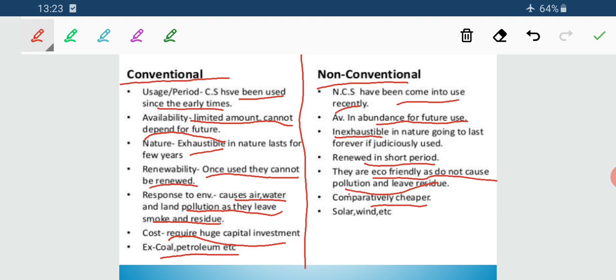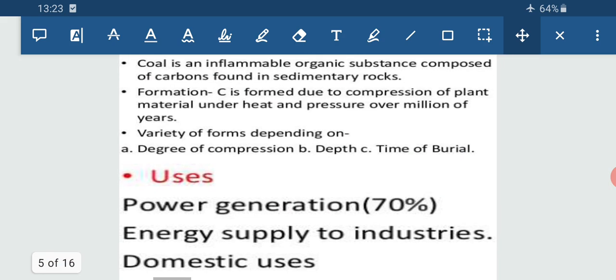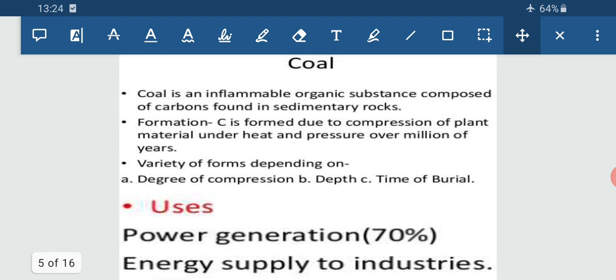And we can get the example: coal, petroleum, natural gas, here solar energy, wind energy, etc. So hopefully the difference between the conventional and non-conventional is clear to everybody. Now let us move to the first type of the conventional, that is coal.